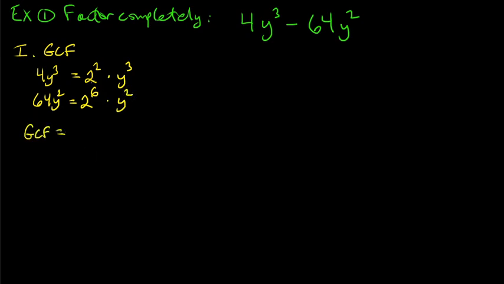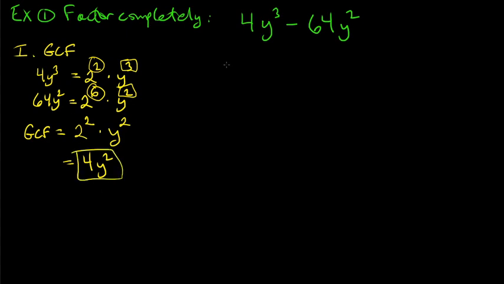So remember how to find the GCF. You use the smallest exponent. So for the 2, we have a choice between a 6 and a 2. What's smaller, 6 or 2? Obviously 2. And for the y's, we have a choice for the exponent between a 3 and a 2. Well, 2 is smaller than 3, so we'll use the 2. So 2 squared times y squared, which is just 4 times y squared. So that's the GCF. That's what we're factoring out here, 4y squared.